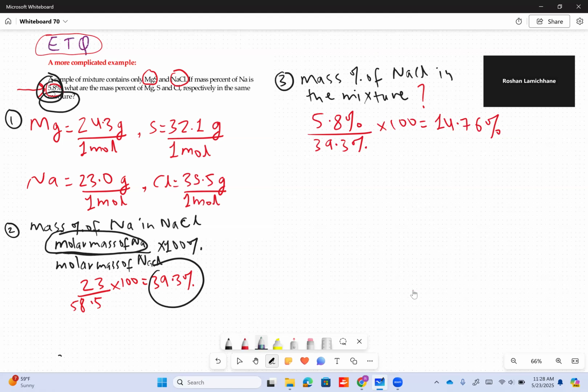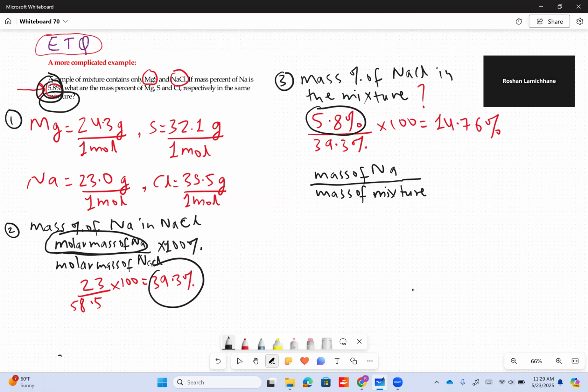Now if you think about this, mass percent of NaCl in the mixture is basically the mass of NaCl, or molar mass of NaCl, divided by the mass of the whole mixture, right? Now let's break it down. For example, if you have 5.8%, which is the mass of Na. So again, this is just conceptual understanding, right? Divided by the mass of the mixture, the whole thing.